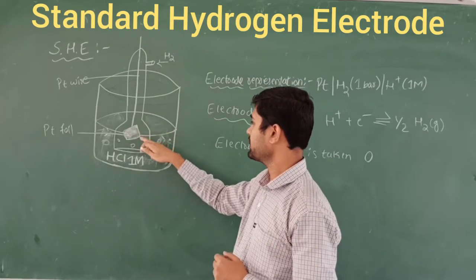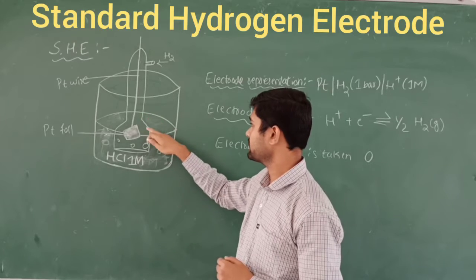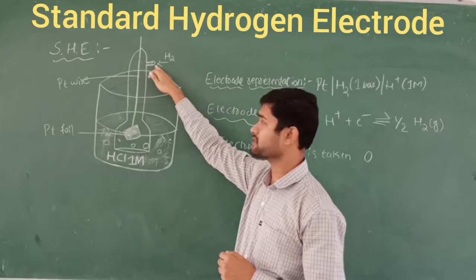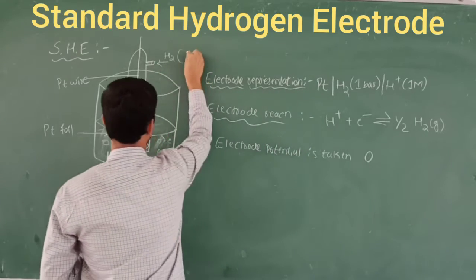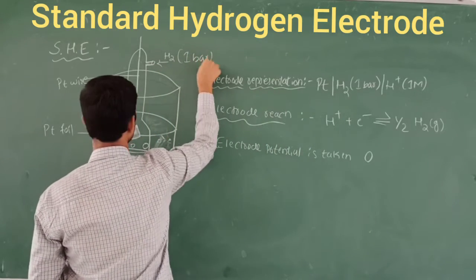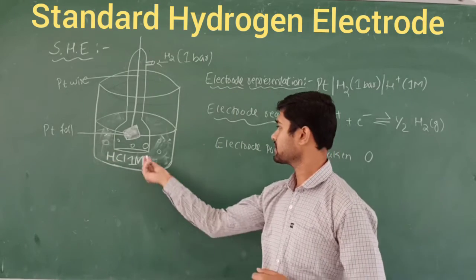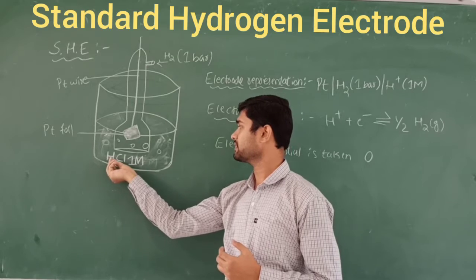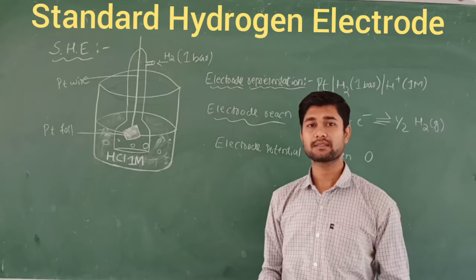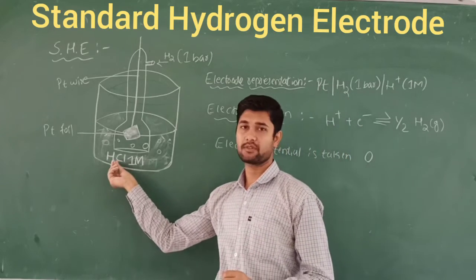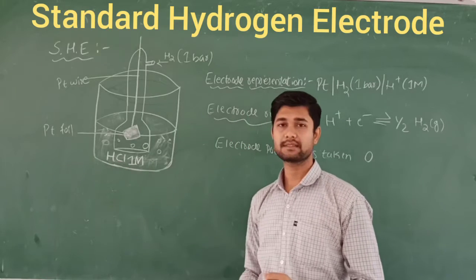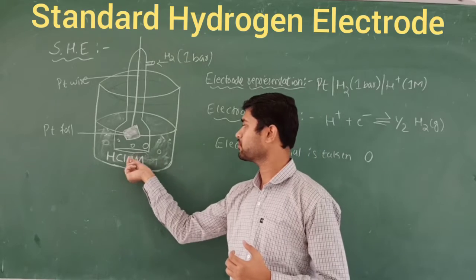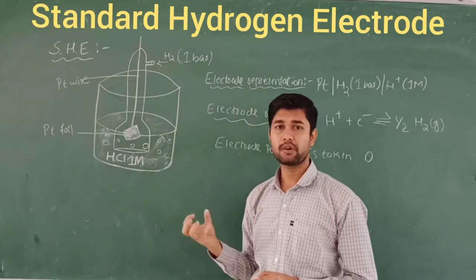This is all taken in a small glass jacket. There is an inlet at the top for hydrogen gas, which enters at 1 bar atmospheric pressure, and these are the hydrogen bubbles. The solution contains a 1 molar concentration of hydrogen ions, that is HCl solution. HCl is nothing but the source of H plus ions, a one molar solution.